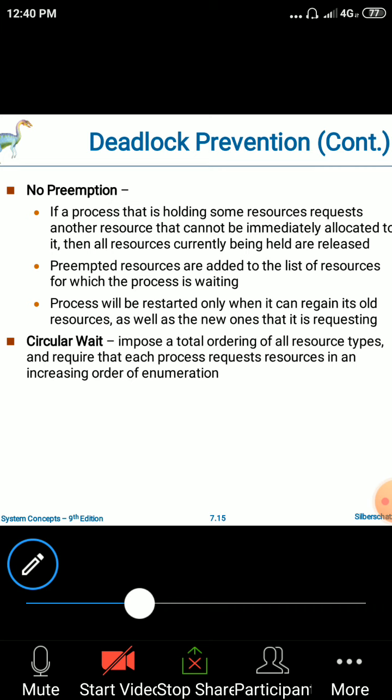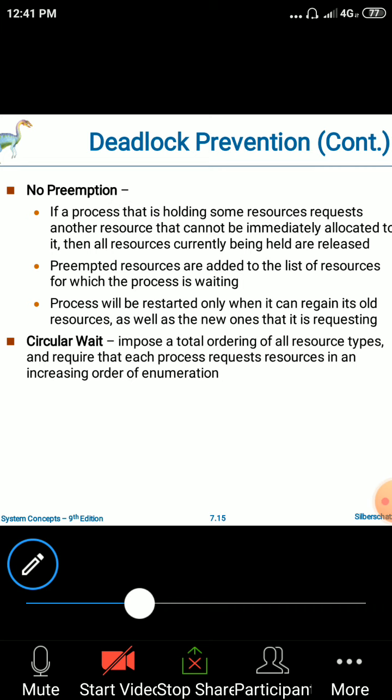Preemption occurs only when the resources currently held by process P1 are requested by other processes. If no other process is requesting the CPU, then preemption will not occur. So preemption will occur only when the resource currently held by P1 is requested by another process and no other CPU is available in the list of resources. Otherwise, that resource will always stay with process P1. That is the first method.